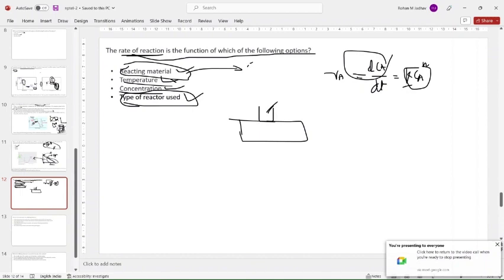Then let's move on to the next question. Choose the correct option from the following statements. In the Arrhenius law, the reaction rate constant is directly proportional to the temperature. In collision theory, the reaction rate constant is directly proportional to the square root of the temperature term. In transition state theory, the reaction rate constant is directly proportional to the temperature term, and collision theory is based on the kinetic theory of gases. So, have you heard about the collision theory?